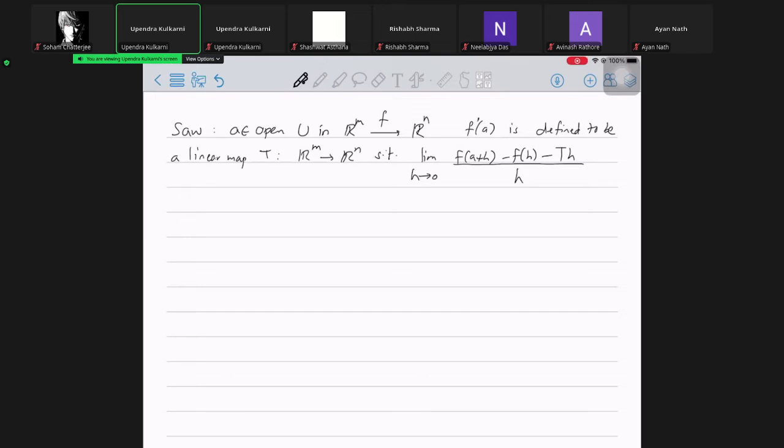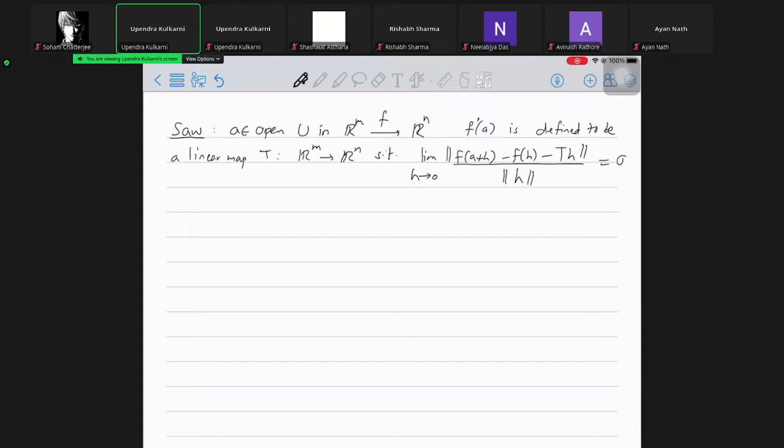small vector in Rm. So I will simply take norms in both places, and this limit should be 0. Okay, so what are the facts about this derivative? One, if it exists, it is unique. Second, if f is differentiable at a, which means the derivative exists, then it is automatically continuous. That is, the function is continuous at a.